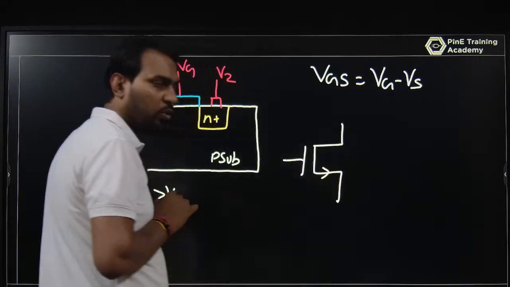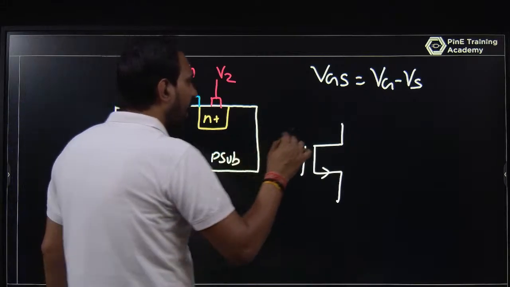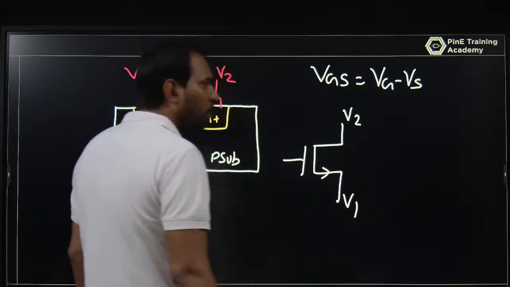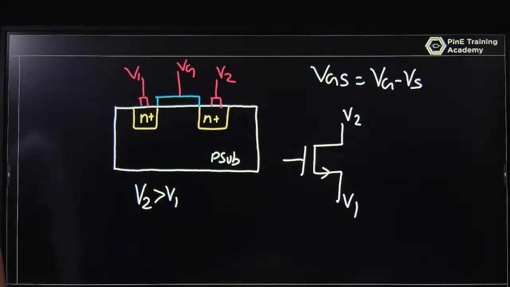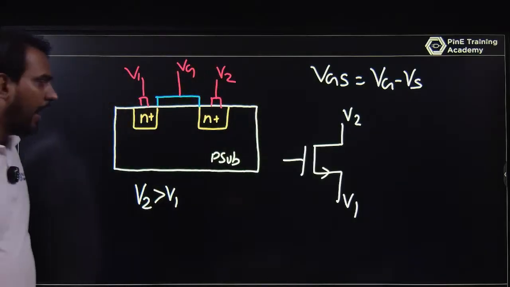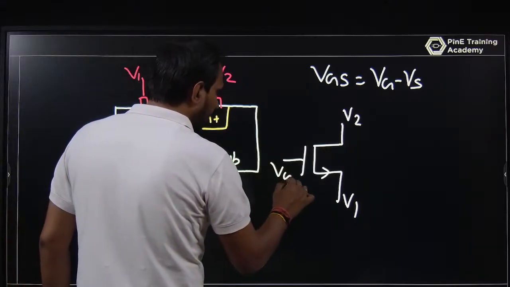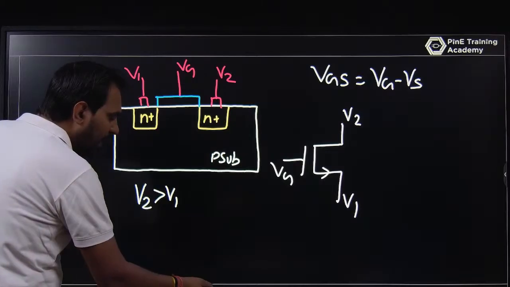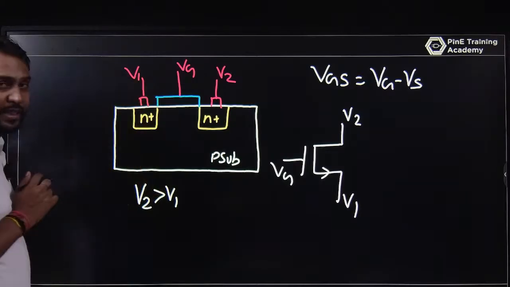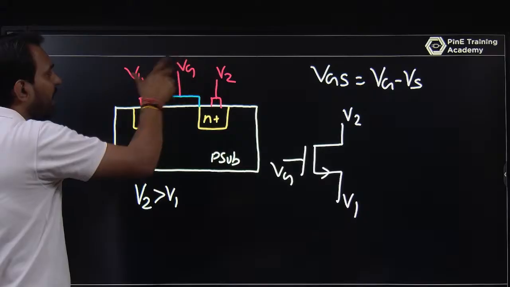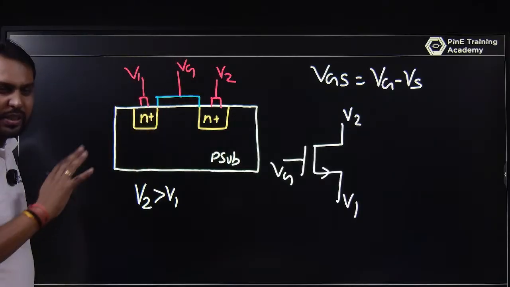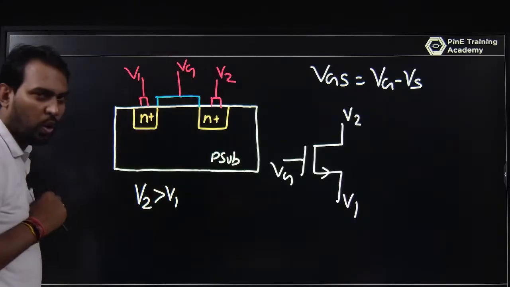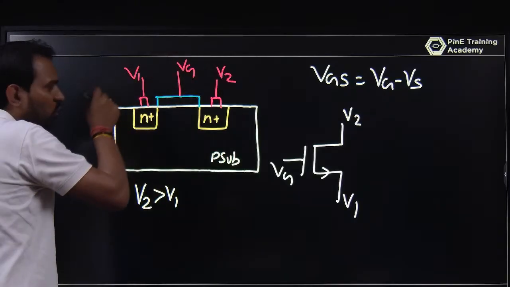This is one way you can represent the NMOS. I am saying that this is V2 and this is V1. V2 is the higher potential and V1 is the lower potential. And this is the gate. If you are providing VGS, or let me make both 0, it is up to you. Or I can say this is V1 and this is V2. Let us assume this is source and this is drain.